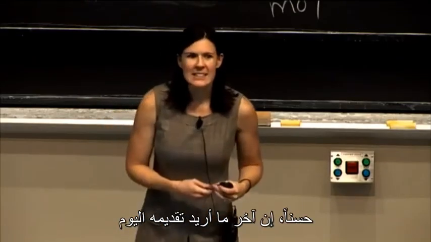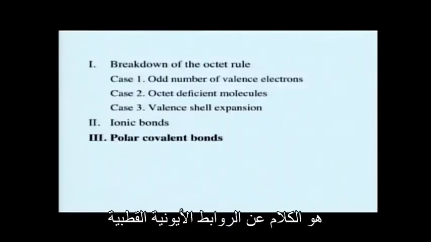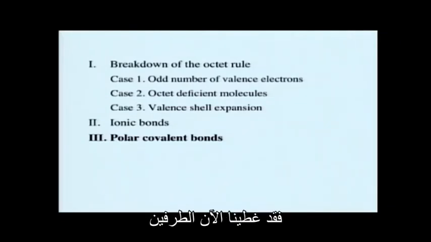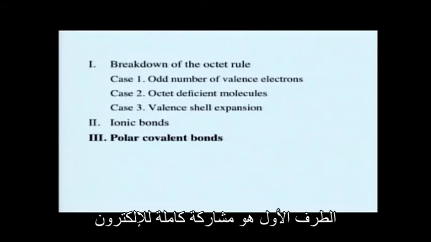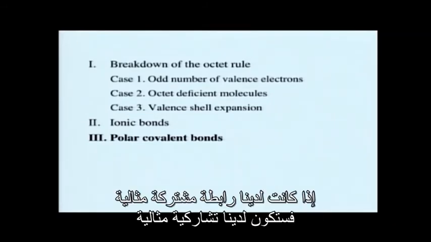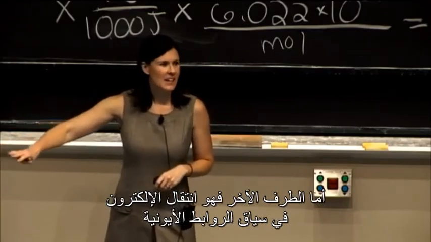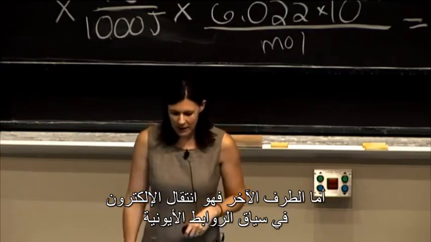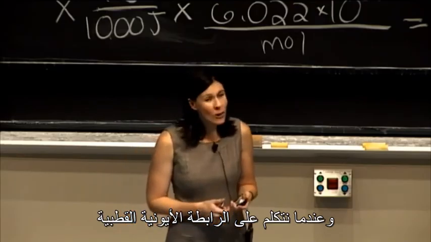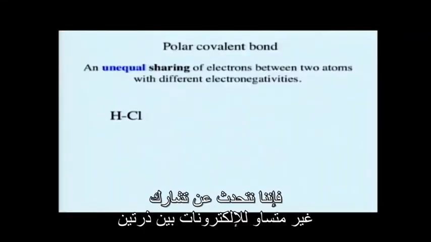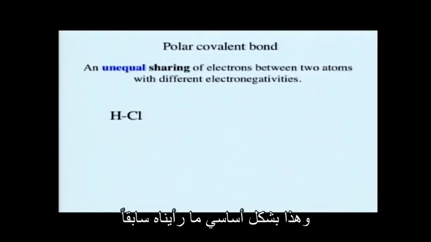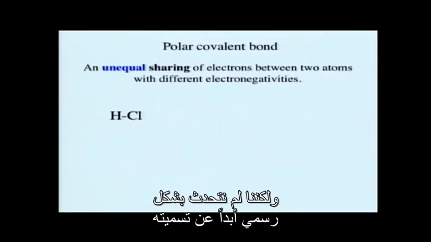All right, so the last thing I want to introduce today is talking about polar covalent bonds. We've now covered the two extremes. One extreme is complete total electron sharing. If we have a perfectly covalent bond, we have perfect sharing. The other is electron transfer in terms of ionic bonds. So when we talk about a polar covalent bond, what we're now talking about is an unequal sharing of electrons between two atoms. So this is essentially something we've seen before. We just never formally talked about what we would call it.